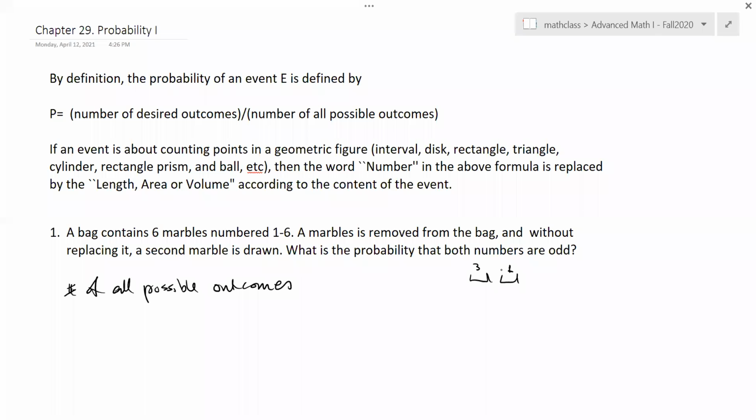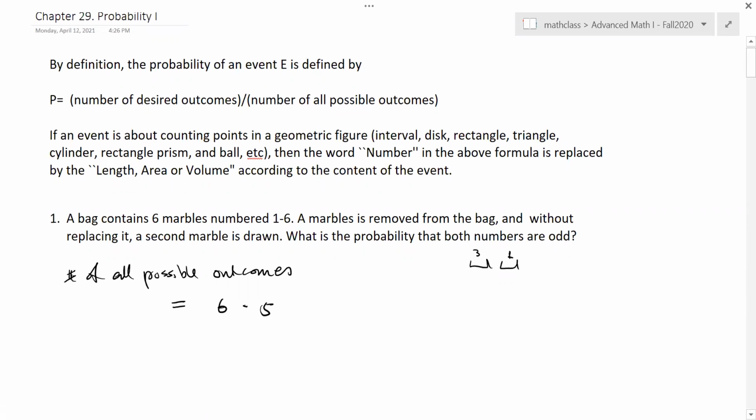This procedure involves 2 steps. Step 1, you pick one marble out of 6, so there are 6 choices. Then you pick the second marble. How many marbles are left? 5. So there are 5 choices. That is the total number of outcomes without any restriction. So that's a total of 30 different outcomes. For example, 3, 1 and 1, 3 we count as different.